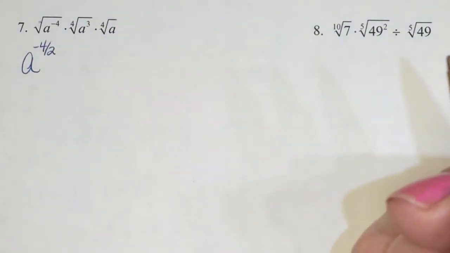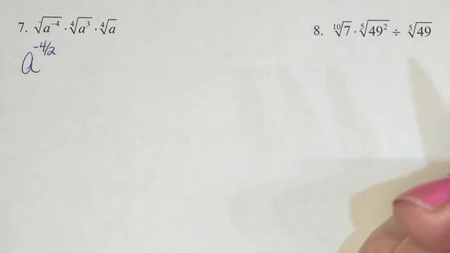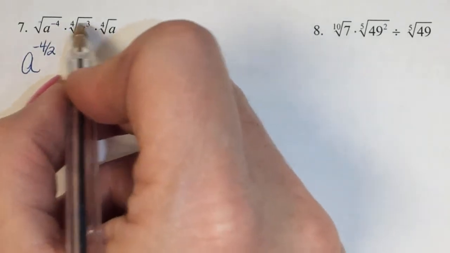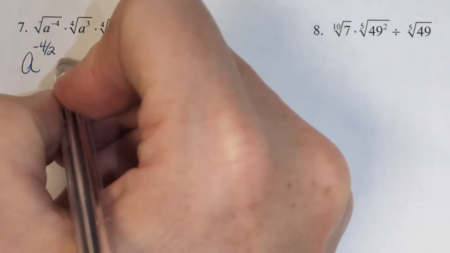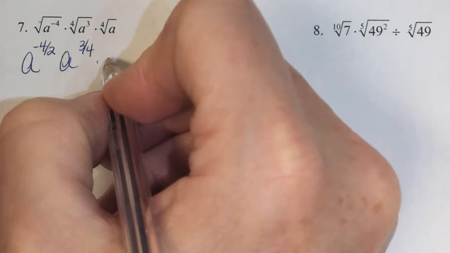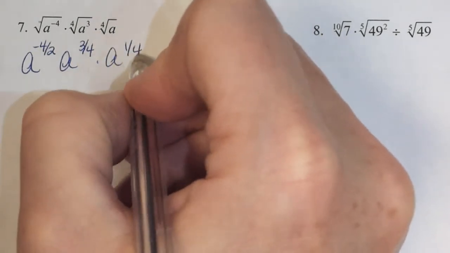Let's not try to get rid of the negative exponent quite yet. I think it's easier if you wait a little bit. Okay, so how do we write the next one then, Morgan? How do I write that one? A to the 3/4. Good. And then the last one? A to the 1/4. Okay, good.